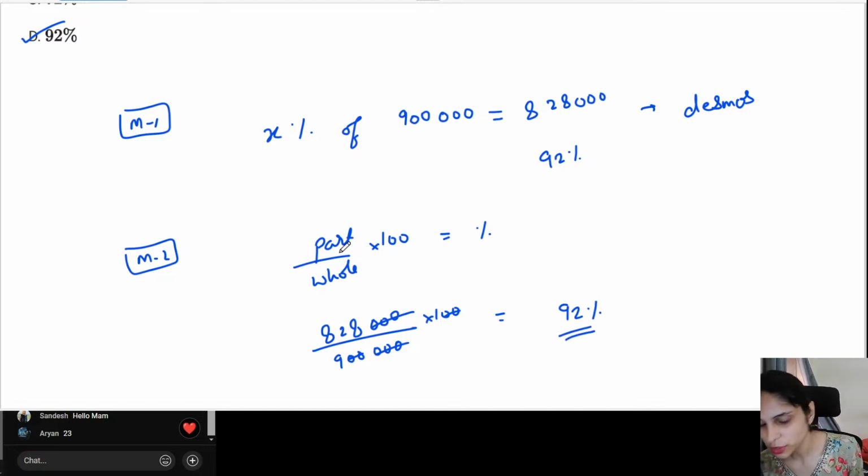So that is also fine if you remember the formulas, great. If you don't, just remember this equation. You can get the percentage, you can get the whole, you can get the part, you can get anything from this equation. Next question is question number 28.